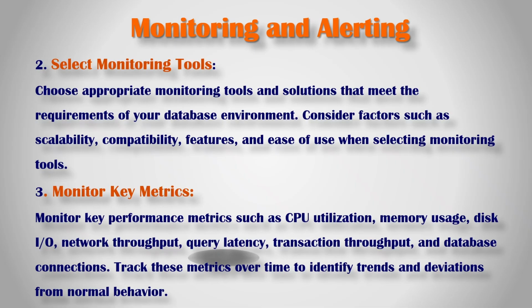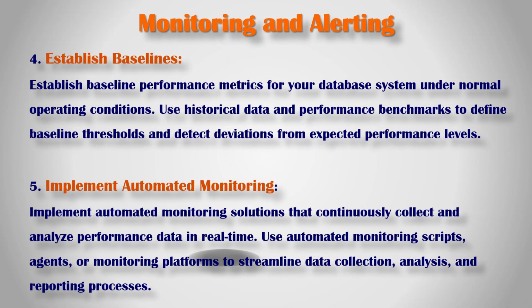3. Monitor key metrics. Monitor key performance metrics such as CPU utilization, memory usage, disk I/O, network throughput, query latency, transaction throughput, and database connections. Track these metrics over time to identify trends and deviations from normal behavior. 4. Establish baselines. Establish baseline performance metrics for your database system under normal operating conditions. Use historical data and performance benchmarks to define baseline thresholds and detect deviations from expected performance levels.